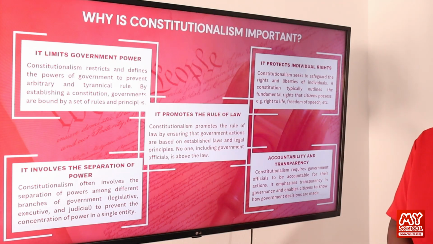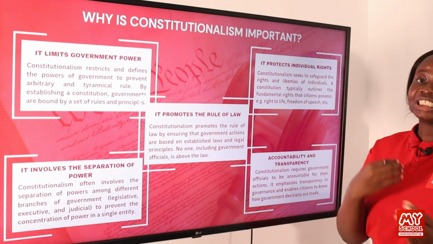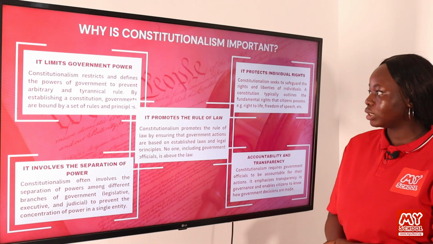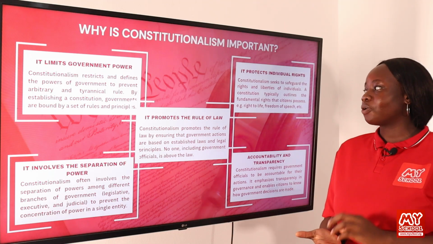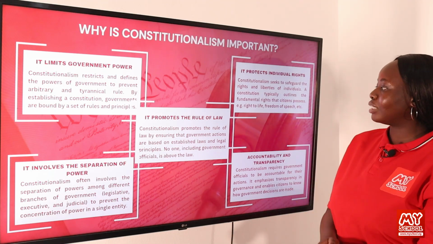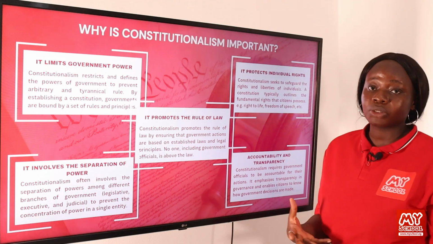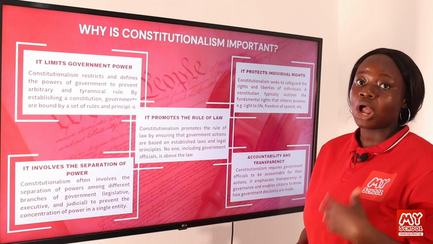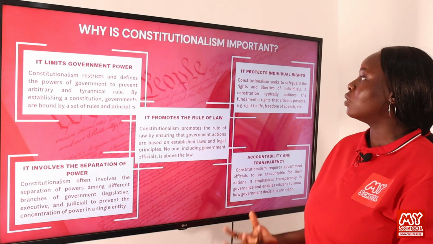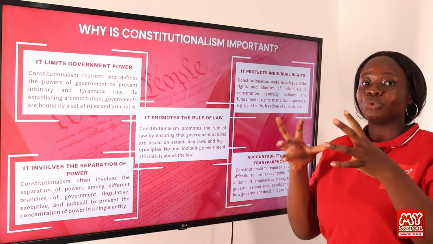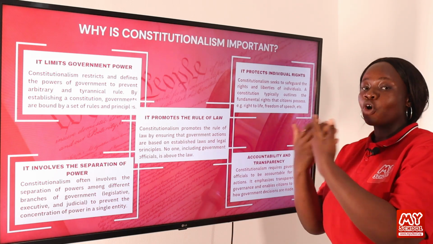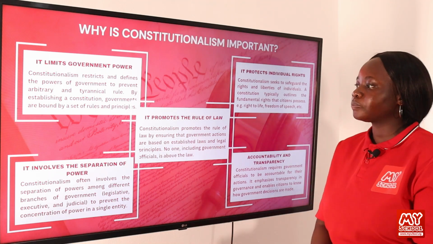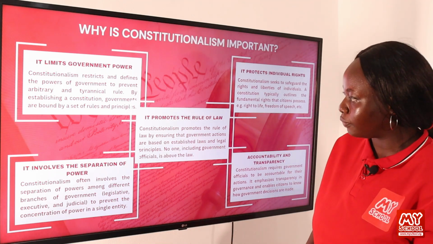And another reason for constitutionalism is that it helps to protect individual rights. Constitutionalism seeks to safeguard the rights and liberties of individuals. A constitution typically outlines the fundamental rights that citizens possess, e.g. the right to life, freedom of speech, etc. We talked about how these fundamental rights are stipulated in the constitution of the country, especially here in Nigeria. Our 1999 constitution stipulates all of the rights of the citizens. All of this helps to protect the rights of the citizens. They become aware of the rights that they have, and they can use that document to seek redress in the courts of law.